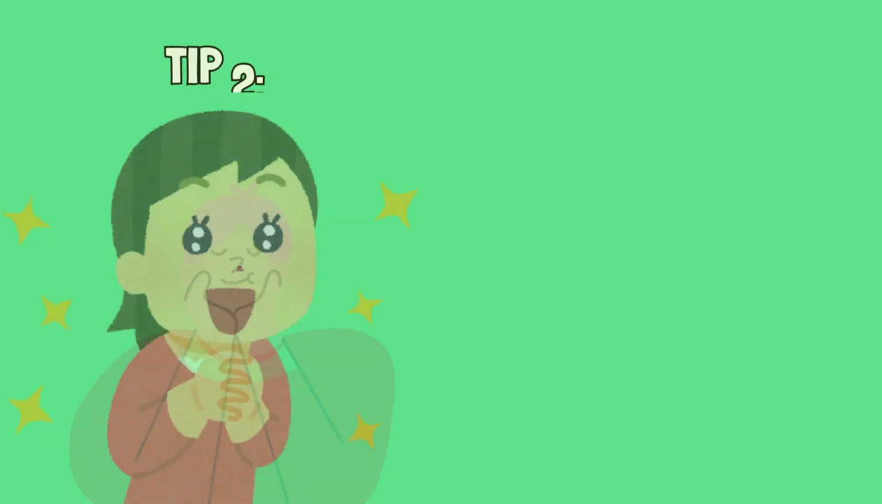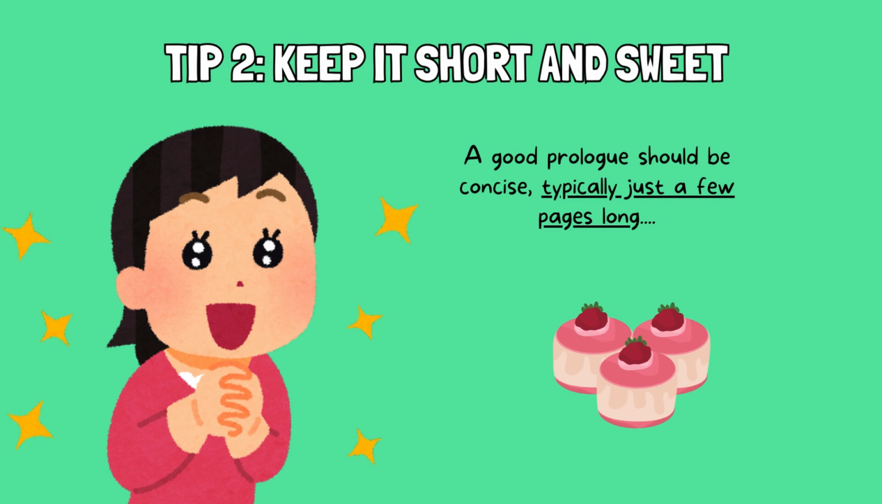Tip 2. Keep it short and sweet. A good prologue should be concise, typically just a few pages long. Remember, it's an appetizer, not the main course. Don't bog the reader down with excessive backstory or explanations. Let the story unfold naturally and reveal details throughout the narrative.